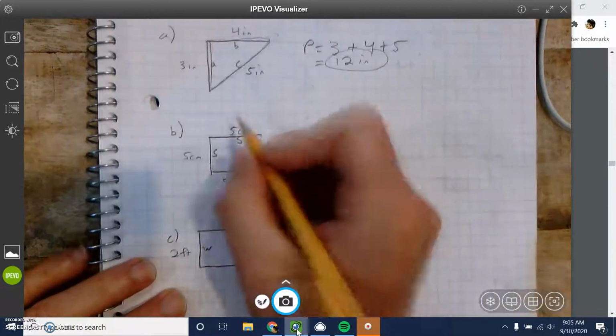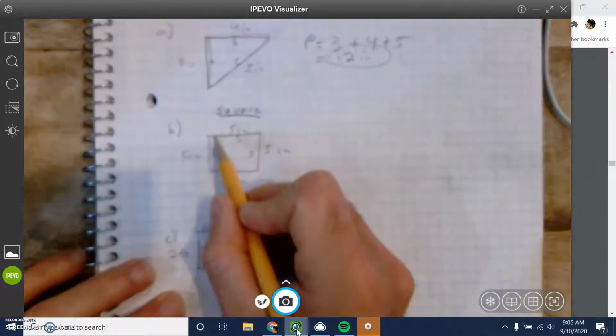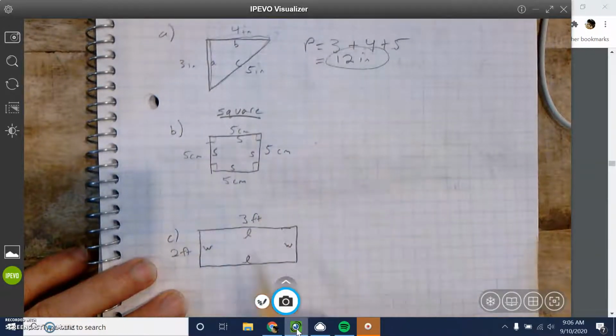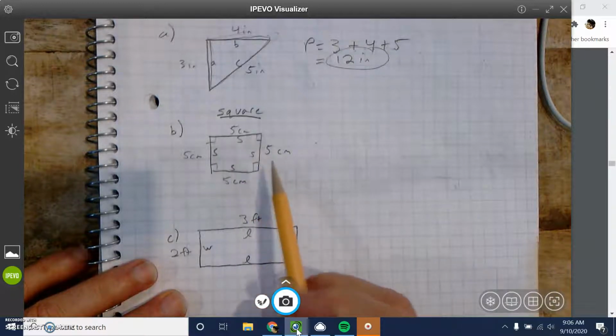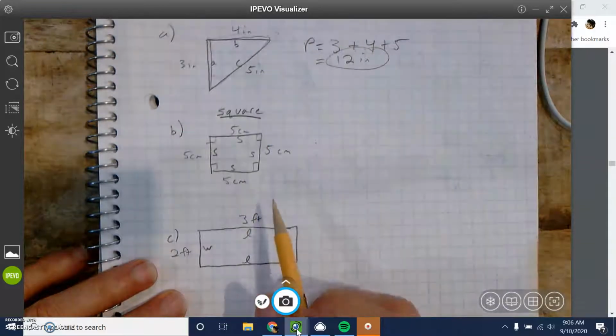Next, B. This one is a square. I know it doesn't have this, but I think it wants you to know that it's a square. So put those right angles in there. So all the sides are congruent of a quadrilateral and all the angles are congruent. So a regular quadrilateral is called a square.